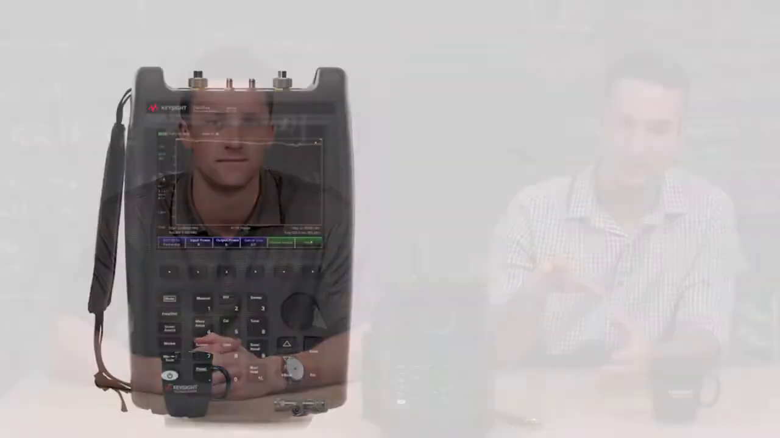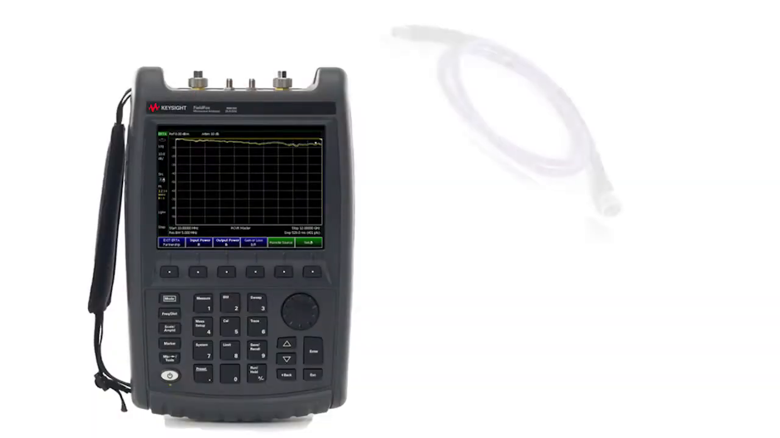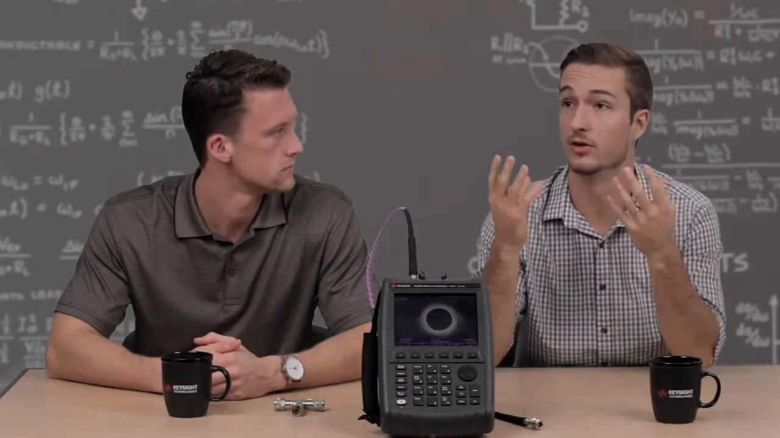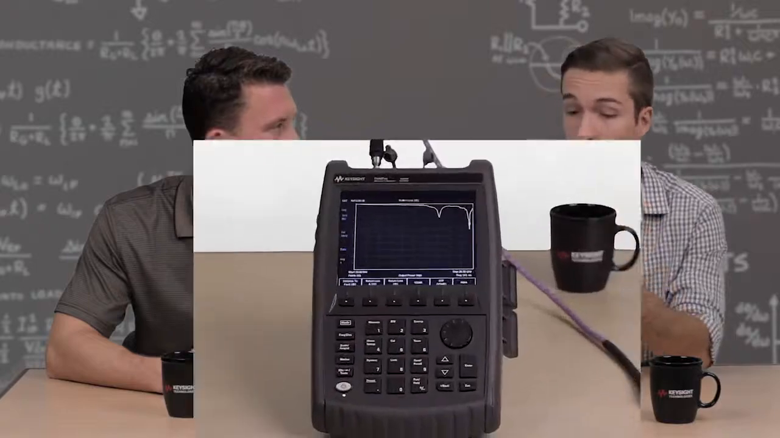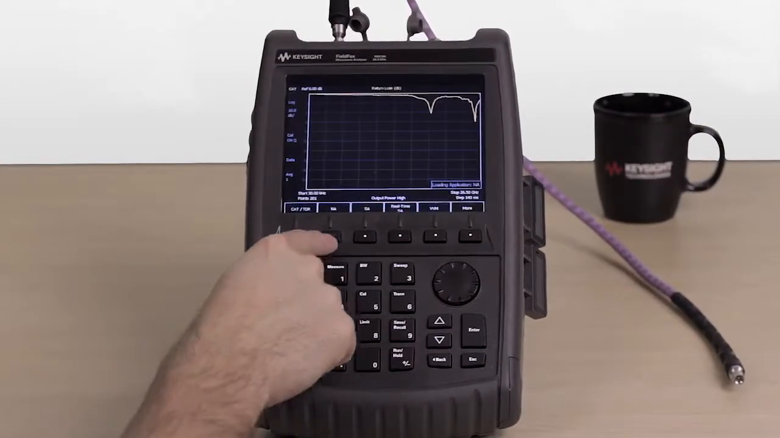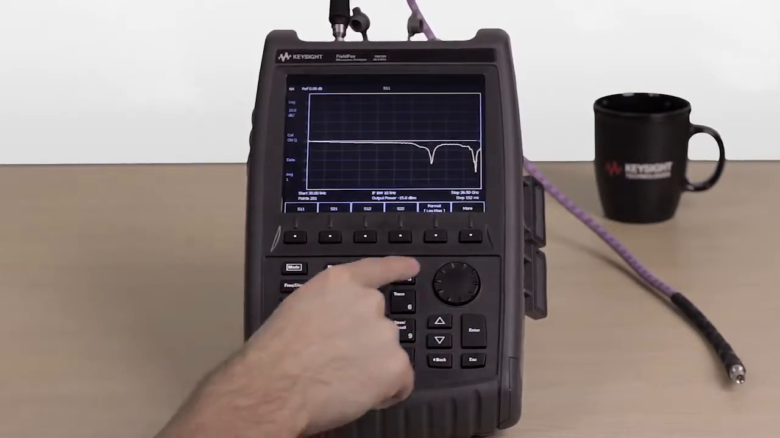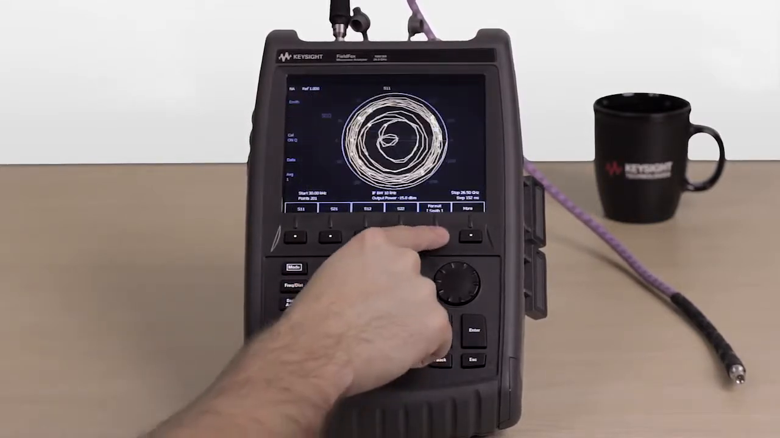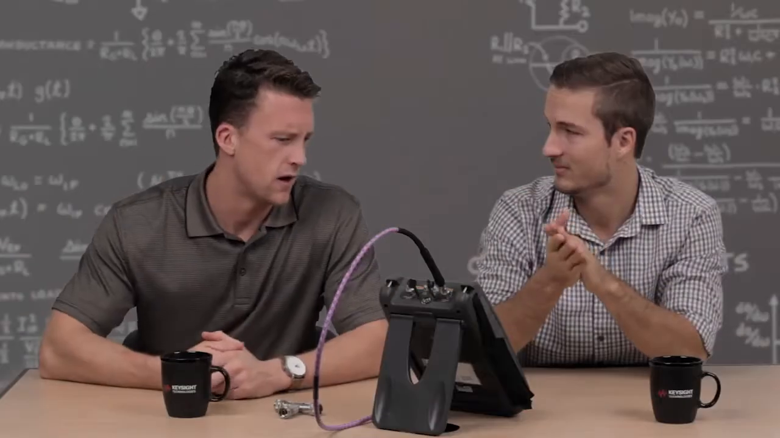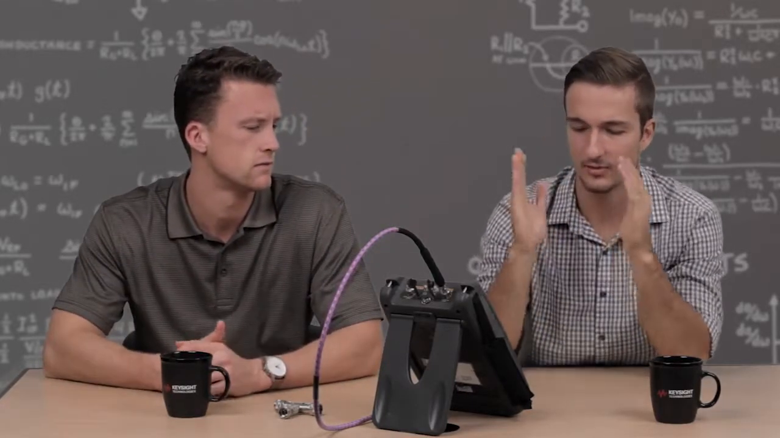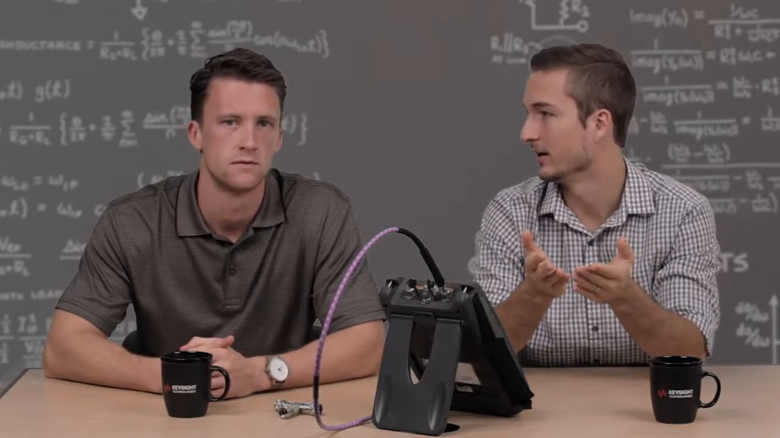Yeah, no problem. So we have the FieldFox connected to about a 1 meter long cable. What we're going to do is check out the Smith chart view of the S11 parameter. So we're going to go to Mode, NA, Measure, S11, Format, Smith, and we're going to get our Smith chart. But that's not really what we're seeing on the screen here. No, it's not, and the reason is we haven't calibrated.